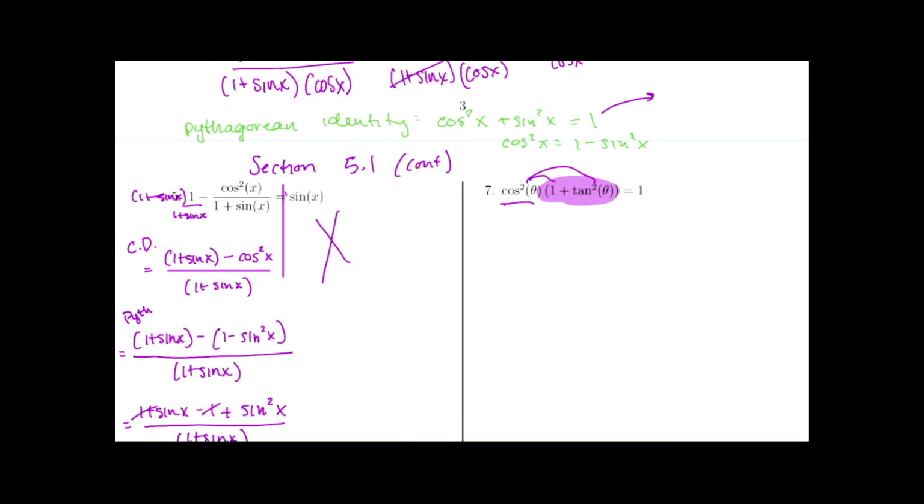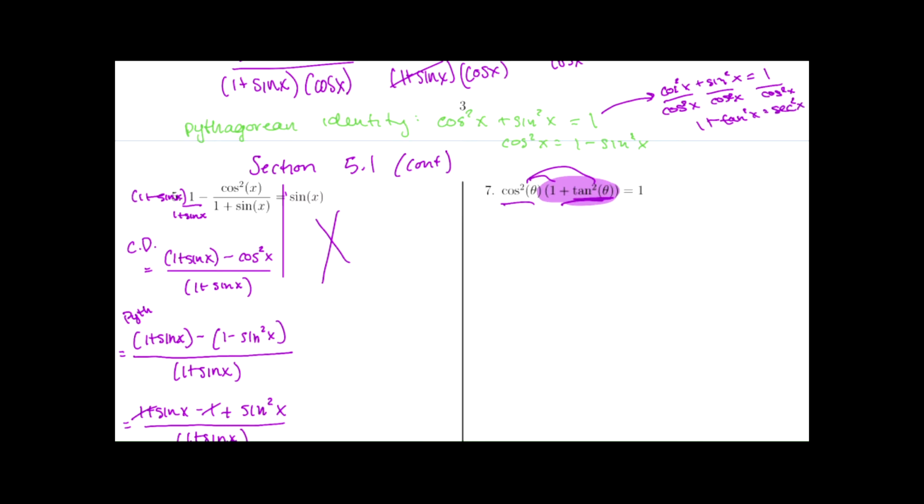So cosine squared x plus sine squared x equals 1. I need a tangent, so I'm going to divide all of this by cosine squared. So I have cosine squared x plus sine squared x. I told y'all I don't have these memorized. I have to do this every time. Divided by cosine squared, divided by cosine squared, divided by cosine squared. So we get 1 plus tangent squared x equals secant squared x.